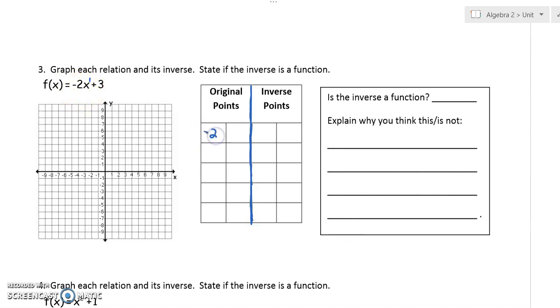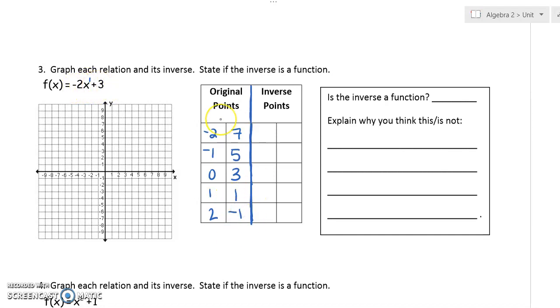I'll do -2 again, -1, 0, 1, and 2, and I hope that it's between a 10 by 10 screen. So -2 times -2 is 4, plus 3 is 7. -2 times -1 is 2, plus 3 is 5. -2 times 0 is 0, plus 3 is 3. -2 times 1 is -2, plus 3 is 1. -2 times 2 is -4, plus 3 is -1.